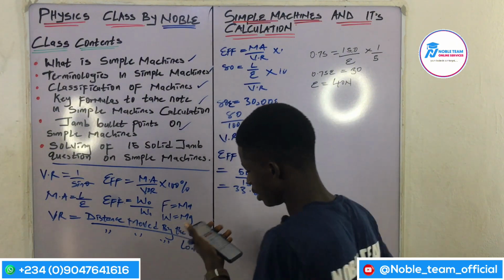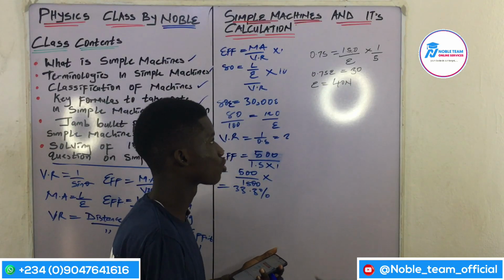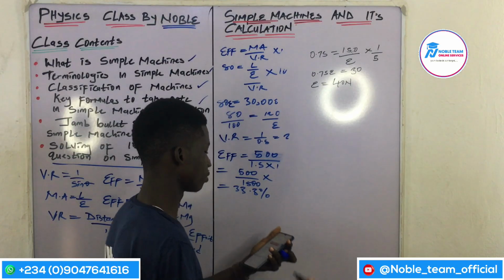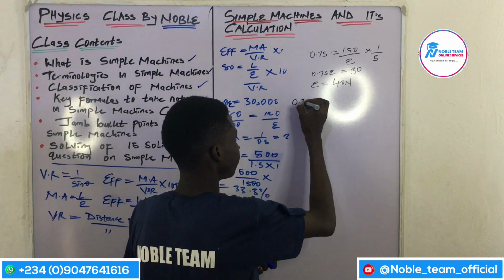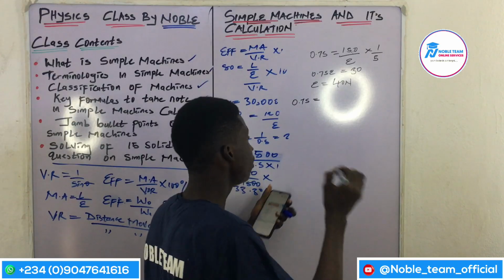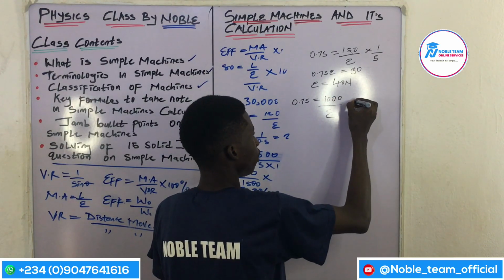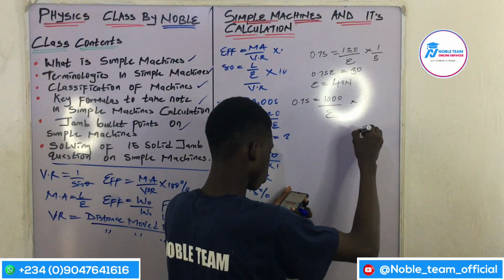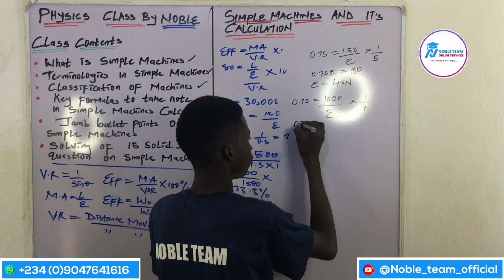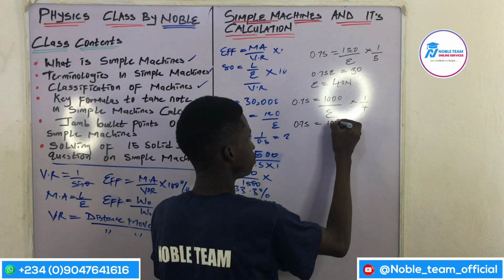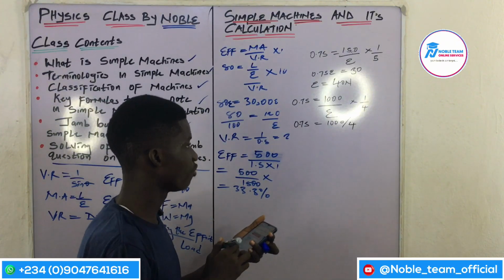Now I have this. We are asked to get the effort. We are just calculating effort. Just relax. We are going to solve another JAMB question quickly. So now my efficiency is 75, which is also 0.75, is now equal to my load, 1000, over E, which is multiplied by 1/1. My velocity ratio is 4, so 0.75 is now equal to 1000 divided by 4. Then 1000 divided by 4 will give me 250.